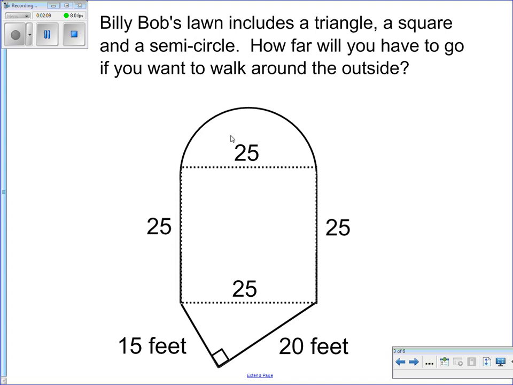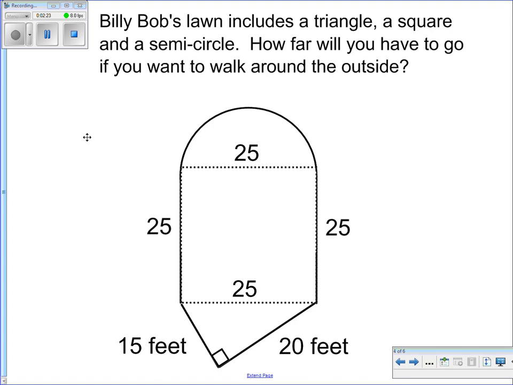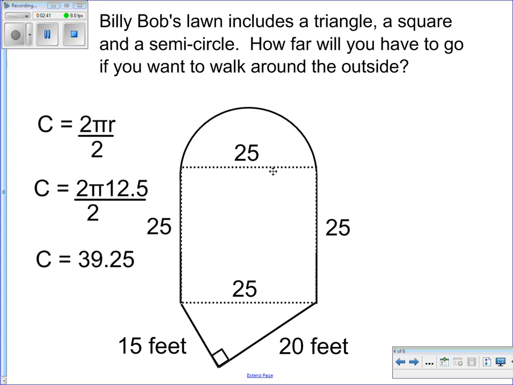Okay, now the only one we're lacking is the semicircle. How do we find a semicircle? We have to use the formula for the circumference of a circle, but remember, it's going to be a semicircle, so we're going to have to divide it in two. The formula for circumference is 2 pi r, twice pi times the radius. But since it's a semicircle, we're going to have to divide it by 2. So we'll plug the formula in, and we'll plug 12.5 in, because we know the diameter is 25. We do the math, we get 39.25. So we know that this is 39.25.